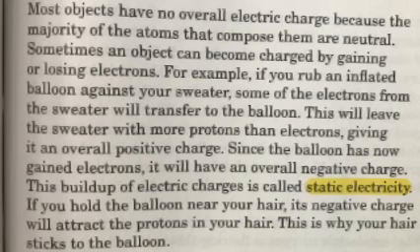Sometimes an object can become charged by gaining or losing electrons. For example, if you rub an inflated balloon against your sweater, some of the electrons from the sweater will transfer to the balloon. This will leave the sweater with more protons than electrons, giving it an overall positive charge. And since the balloon has now gained electrons, it will have an overall negative charge. This buildup of electrical charge is called static electricity.